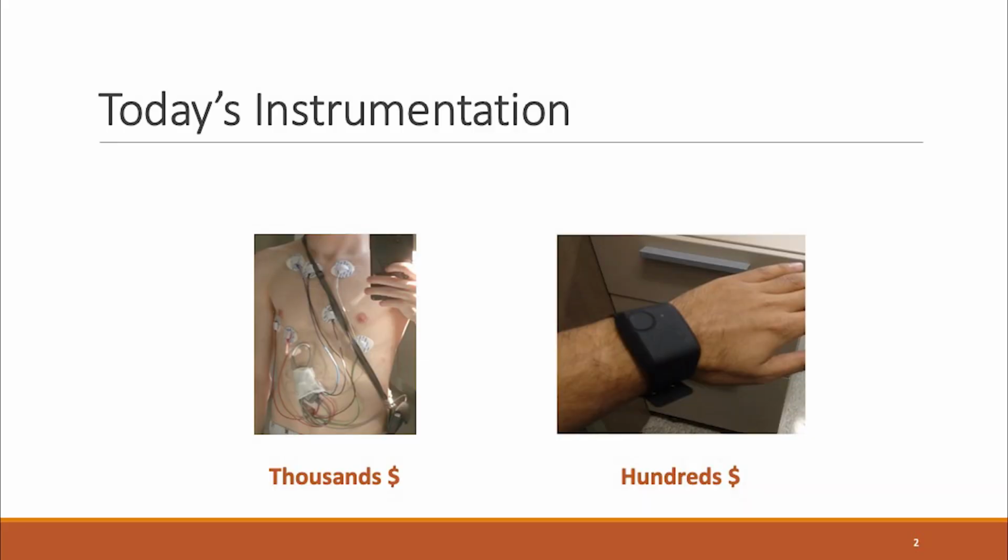Today's instrumentation in biomedical engineering has been, throughout the years, such as a Holter monitor, as an example, to record ECG or to record different signals. They've cost thousands and thousands of dollars, and so we expect them to produce a good quality signal.